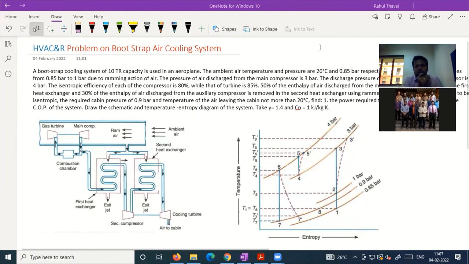So let us start today's session. In the last session, we have seen the schematic diagram.